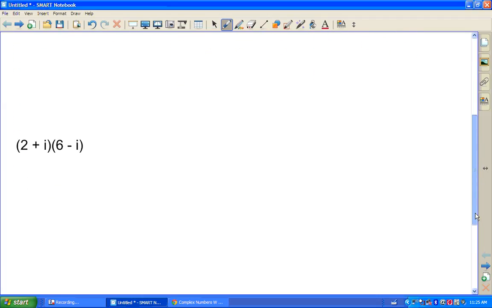Now let's do one using multiplication here. Okay, remember what the video said there. We talked about FOIL this just like you would FOIL 2 plus x, 6 minus x. We're treating I like a variable.